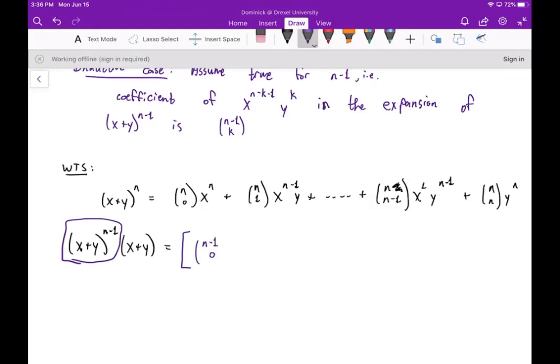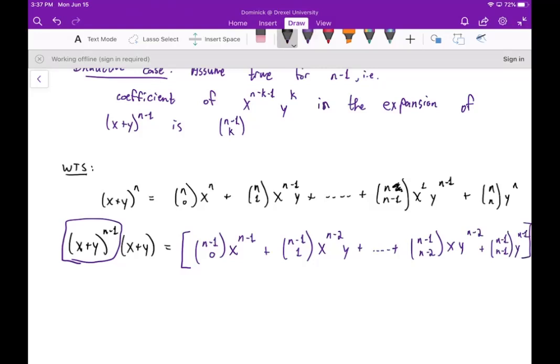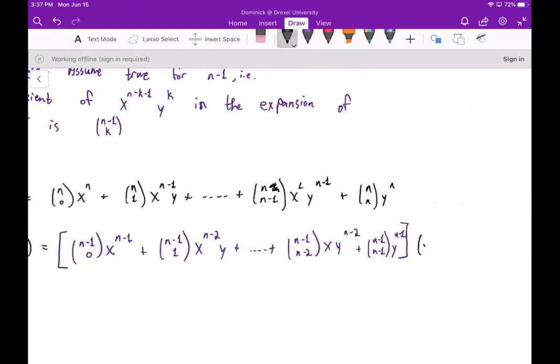n minus 1 choose 0, x to the n minus 1, plus n minus 1 choose 1, x to the n minus 2, y, plus ... n minus 1 choose n minus 2, x to the first, y to the n minus 2, plus n minus 1 choose n minus 1 of y to the n minus 1. And I want to multiply this all by x plus y.